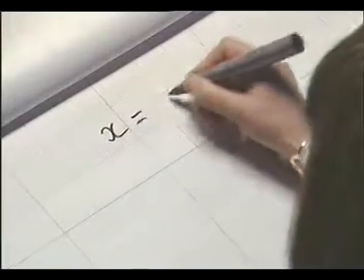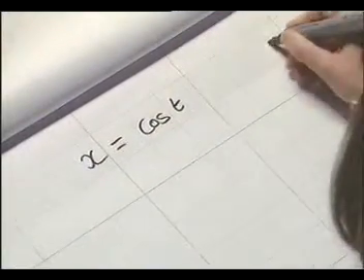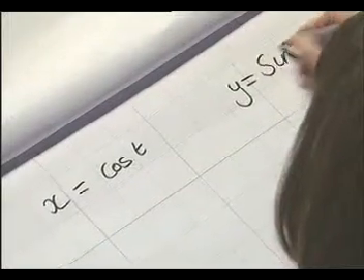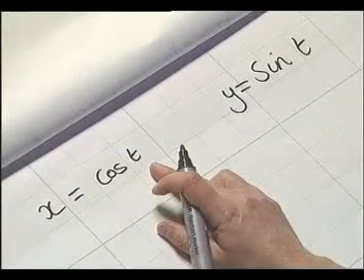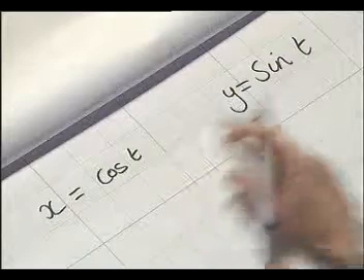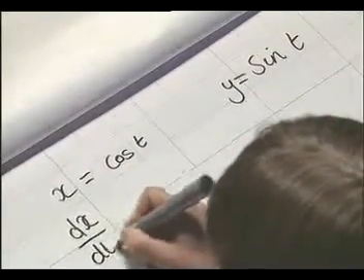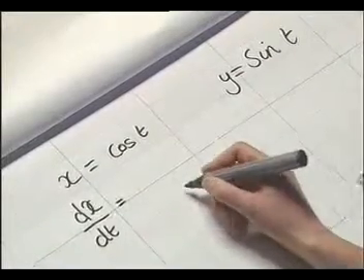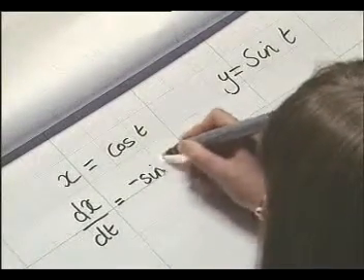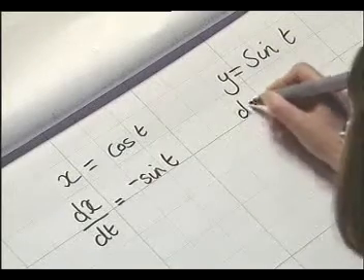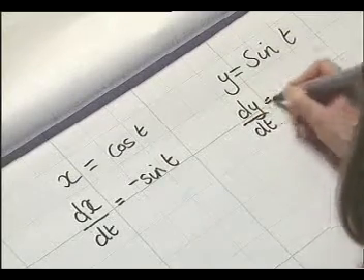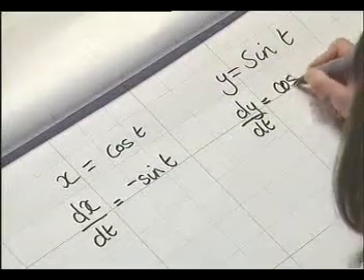Let's write the two equations again. x equals cos t and y equals sine t. And what we're going to do to differentiate is to differentiate each equation with respect to the parameter t. So dx by dt, the derivative of cos t is minus sine t. For dy by dt, the derivative of sine t is cos t.